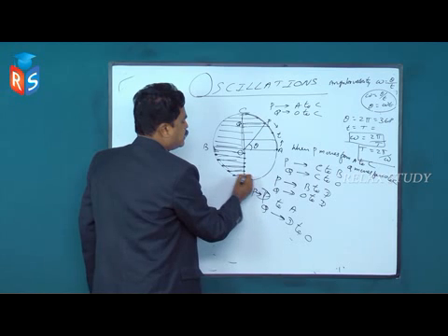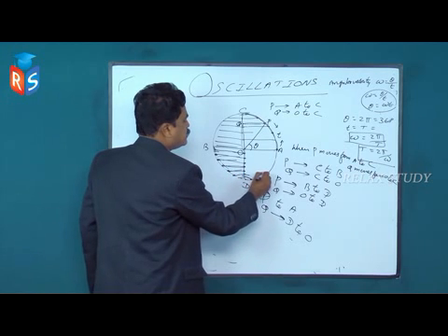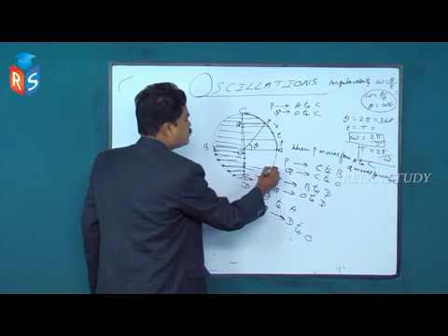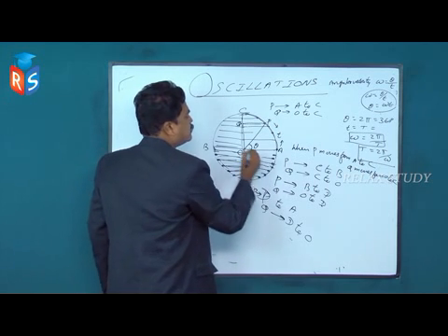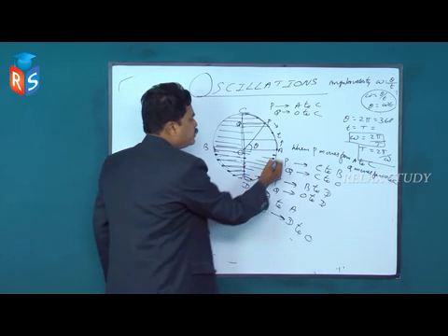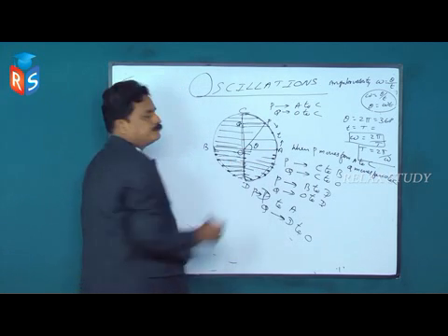When P is at this point, Q is here, and so on. When P moves from D to A, Q moves from D to O.